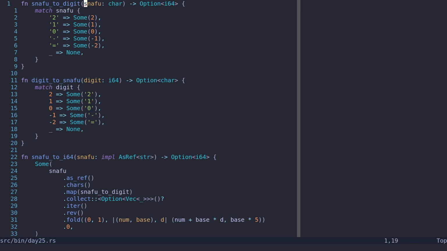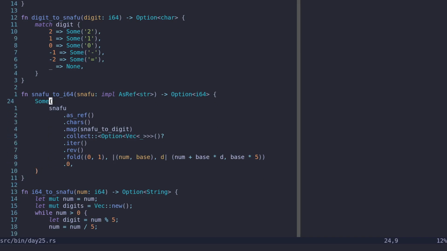The first one is converting from a SNAFU digit to a simple digit, so just converting from two characters, that will be just two and so on until minus two. Then we have this digit to SNAFU, which basically does the reverse. Then here we convert an entire number to an i64, so we take the string, split it into characters, then map each character into a digit, so we convert from the equal sign to a minus 2 or from a 0 to a 0. Then we collect all these into a vec of numbers, so basically we have a lot of i64s. So what we have to do is to combine them together.